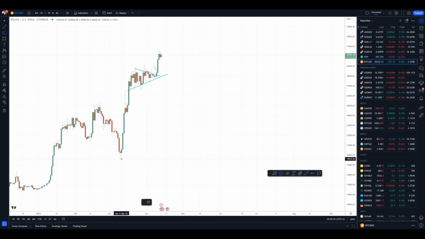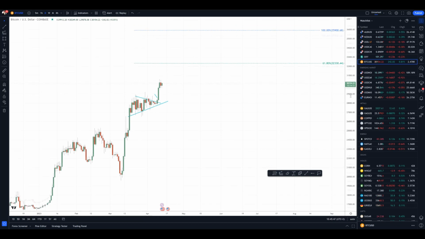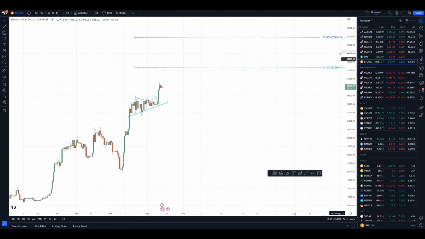So we can take our Fibonacci tool and just project the reference points. You can see we have a 32,000 area and we have around 36,000 area, the upside objectives, speaking of the short-term perspective. So if we can clear 30,500 and hold above, the next upside objective will be 32,000, and the next one around 36,000.